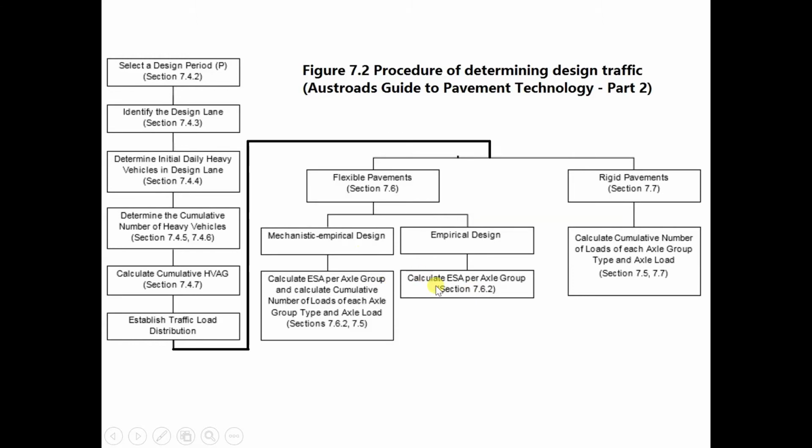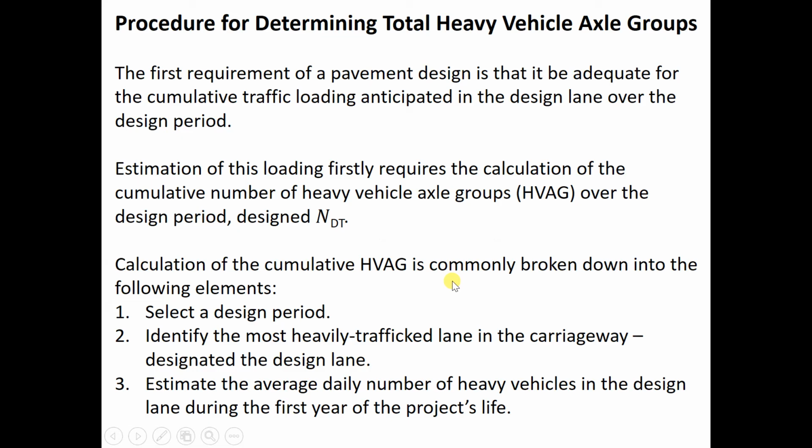So we got the design traffic. Now the procedure for determining the total vehicle axle group, the HVAG. The first requirement of a pavement design is that it is adequate for the cumulative traffic loading anticipated in the design length over the design period. Estimation of this loading firstly requires the calculation of the cumulative number of heavy vehicle axle groups over the design period.